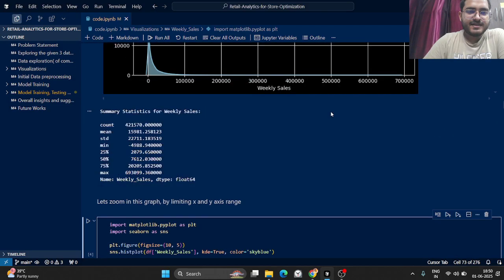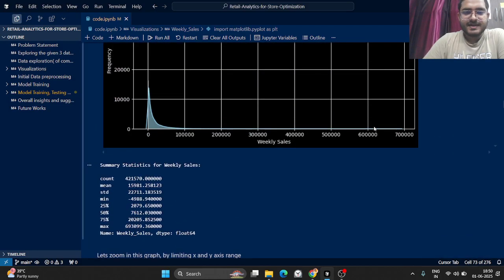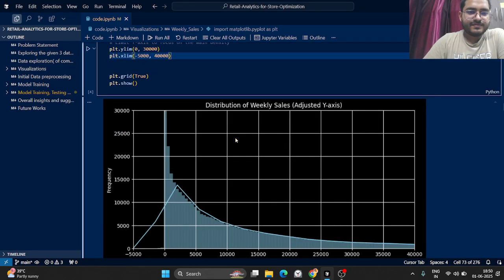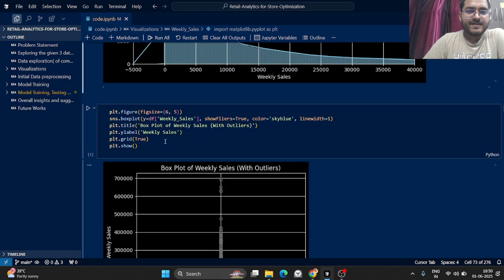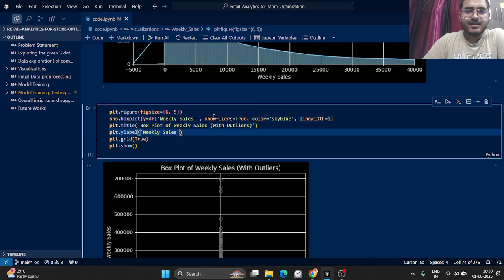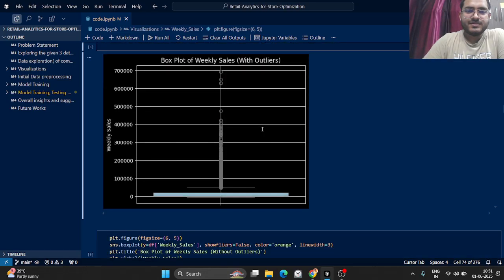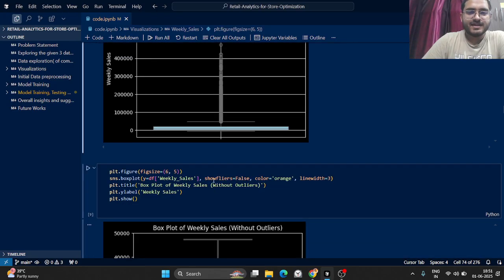Here you can see it's basically right skewed, with a long tail on the right. After that, we plotted a box plot. Here we kept outliers equal to true, showing outliers. The graph was not very visible. It was difficult to get insights from this, so I removed the outliers for the next graph.